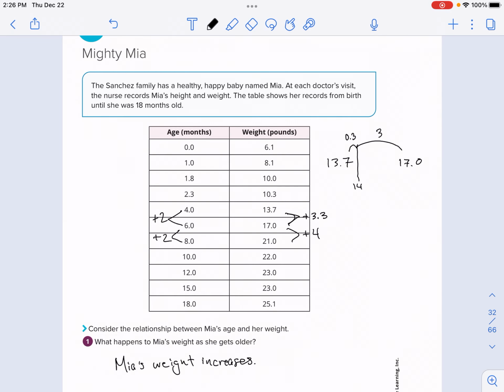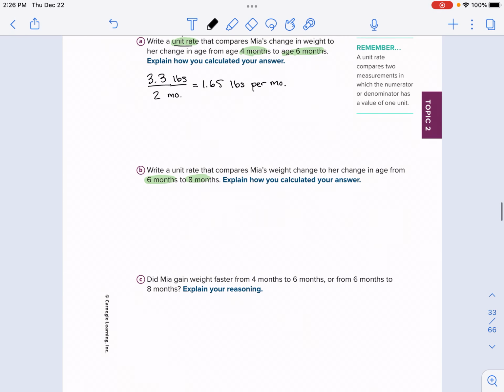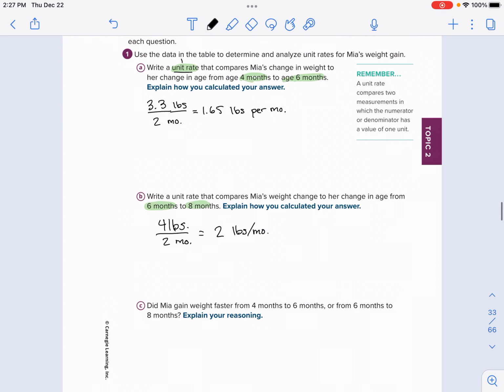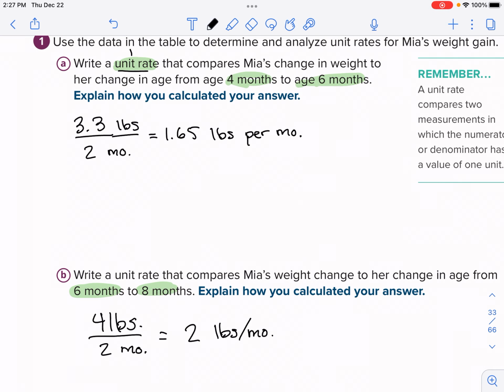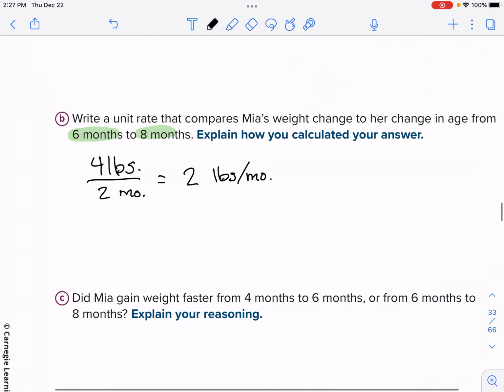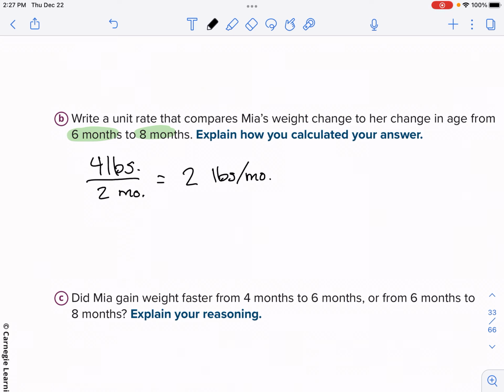So the dependent variable divided by the independent variable, this is 4 pounds, divided by 2 months. So what's 4 divided by 2? This is, on average, she's gaining 2 pounds per month. I'll put it like this. All right, so from 4 to 6 months, she was gaining 1.65 pounds per month, and now from 6 to 8 months she's gaining 2 pounds per month. Okay, so just be mindful of that.